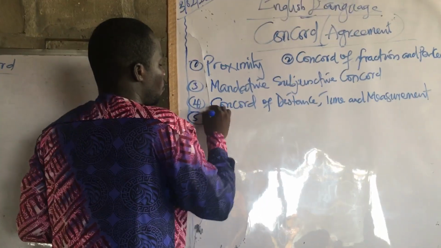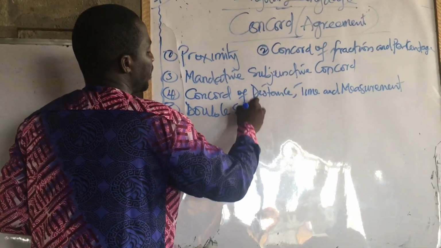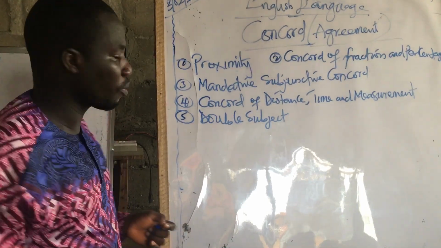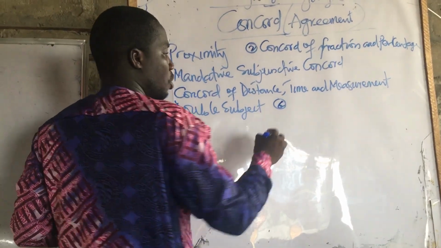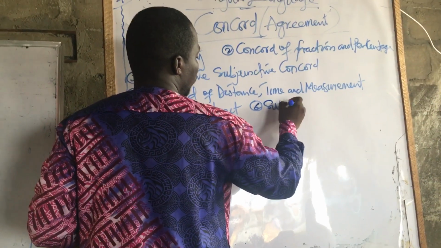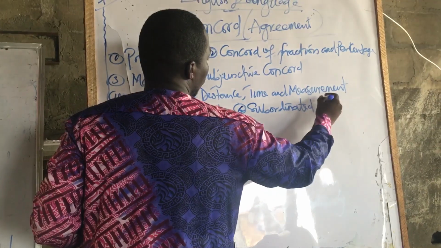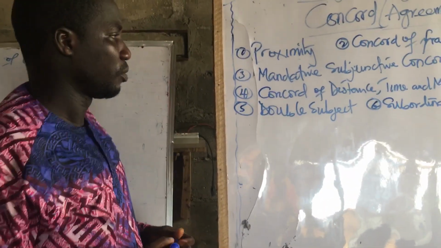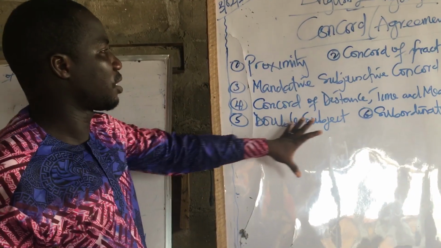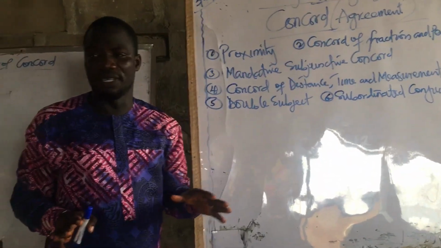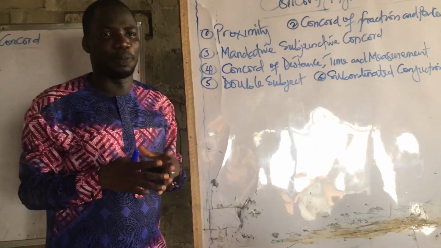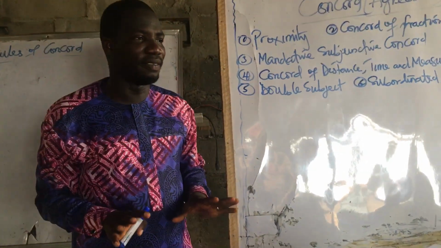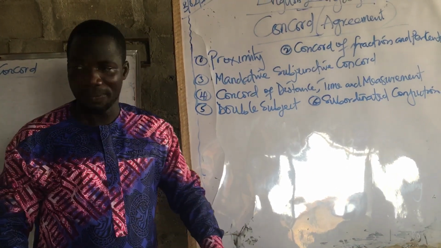Then we have double subjects, the principle of double subject in Concord. Equally, we'll look at the principle of subordinated conjunction. For today, we shall discuss the following 6 comprehensively of the several aspects of Concord. These 6 shall be extensively discussed. Now, are we ready? Yes, sir. Are we ready?